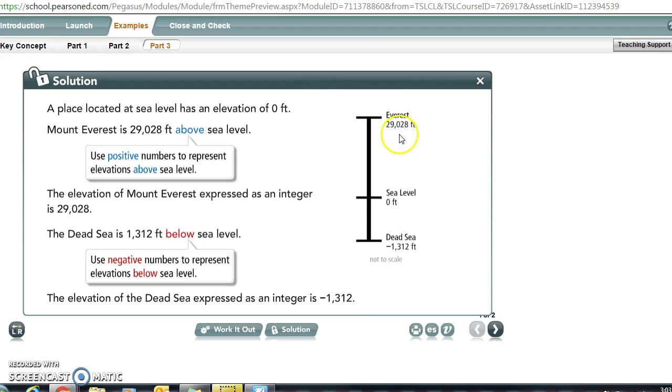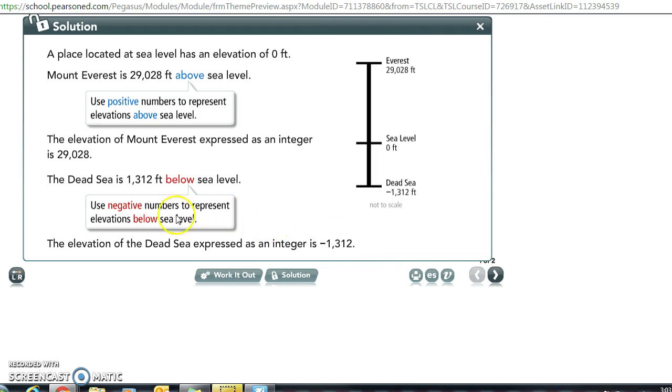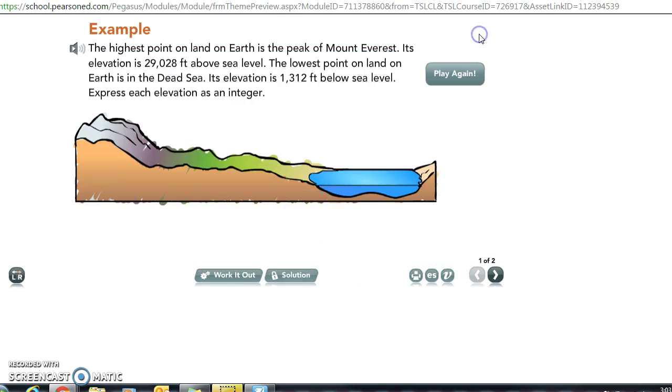So, that being said, Mount Everest is positive 29,028 feet, while the Dead Sea will be at negative 1,312 feet. Again, below sea level uses negative numbers, where above sea level represents positive numbers.